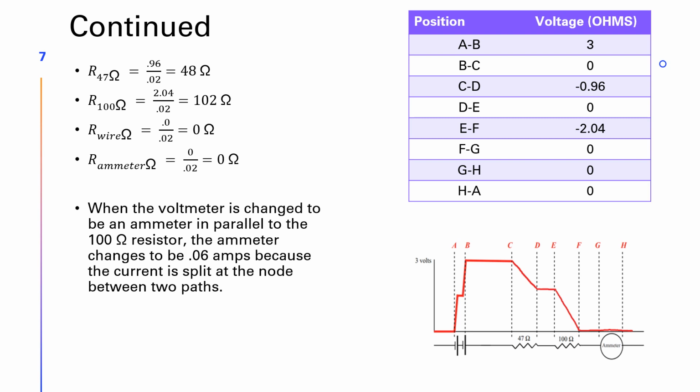This is where I calculated the resistance across the 47 ohm resistor and the 100 ohm resistor. We also found that in the wire the resistance is 0, and in the ammeter the resistance is 0. Then when the voltmeter is changed to an ammeter, in parallel to the 100 ohm resistor, the ammeter changes to 0.06 amps because the current is split at the node between two paths.